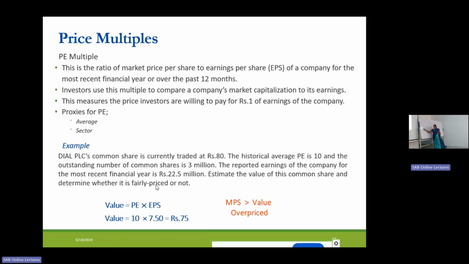Now here, this is the company average, 10. The price earning multiple is 10. The current earning per share is 750, so price is 750 into the price earning multiple, that is 75 rupees. Is that clear? So this is easy.